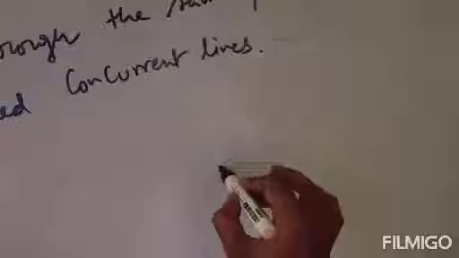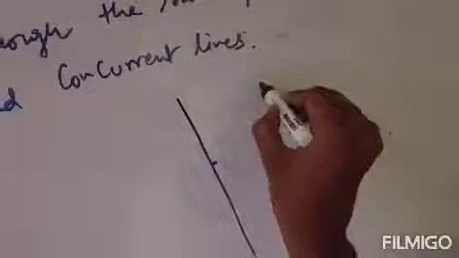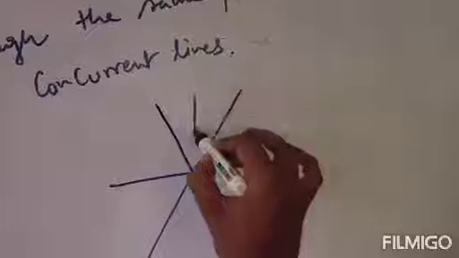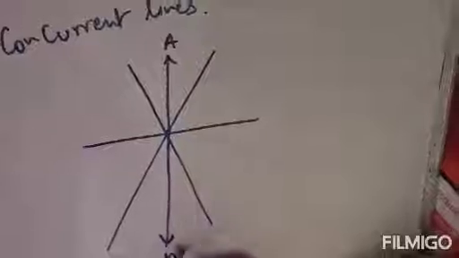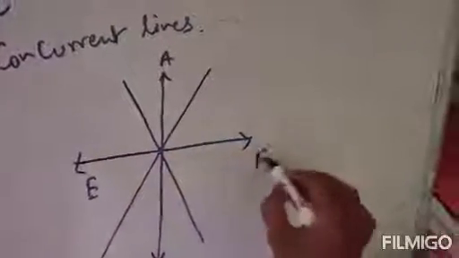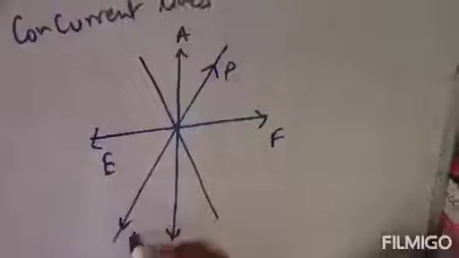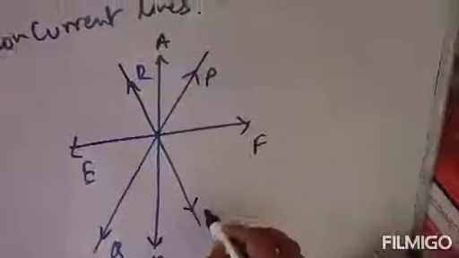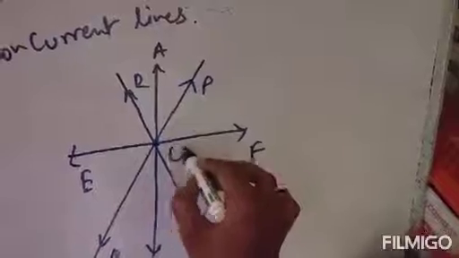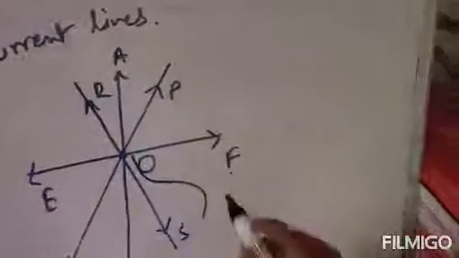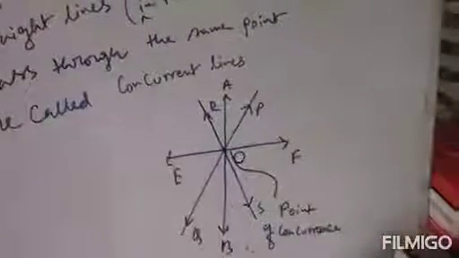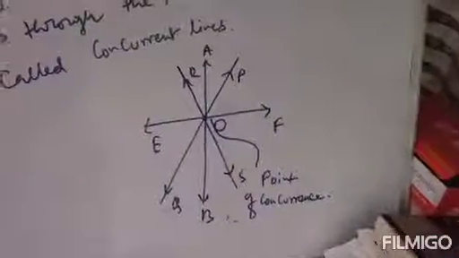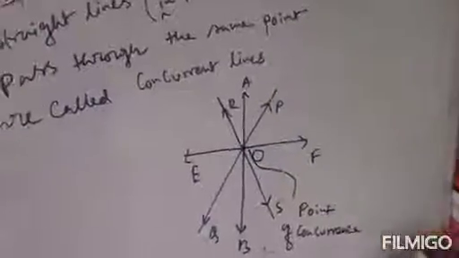Suppose this is a point, and from this point all these straight lines are passing. Suppose this is the AB straight line, this is EF, this is PQ, and this is RS. So all these straight lines are passing through a common point, which is suppose O. This O is called the point of concurrence, and all these 4 lines are termed as concurrent lines.